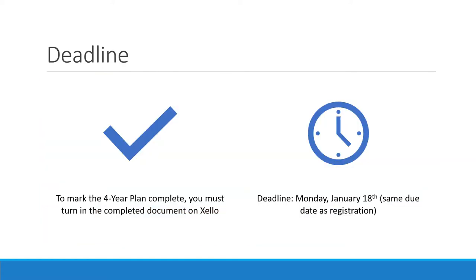To mark the 4-year plan complete, you must turn in the completed document on Zello. The deadline is Monday, January 18th, which is the same due date as registration. This will allow some time for you to discuss what classes you want to take with your family, figure out what electives are appropriate for you, and make sure that you're going to choose the classes that you actually want. And now stay tuned for the tutorial on how to download the Zello lesson and complete it.